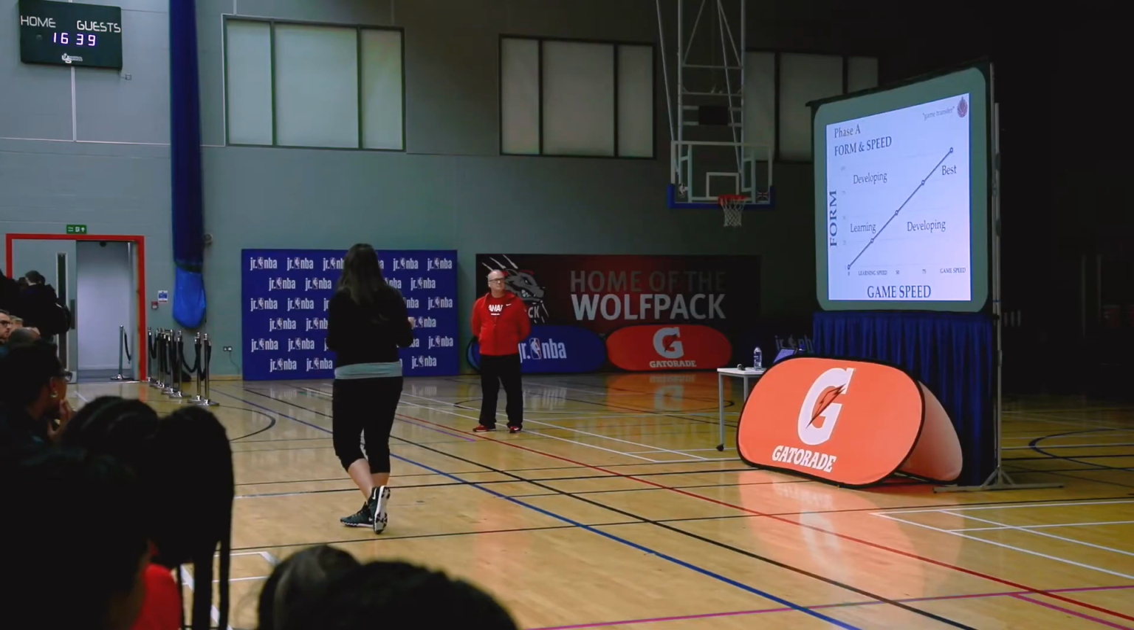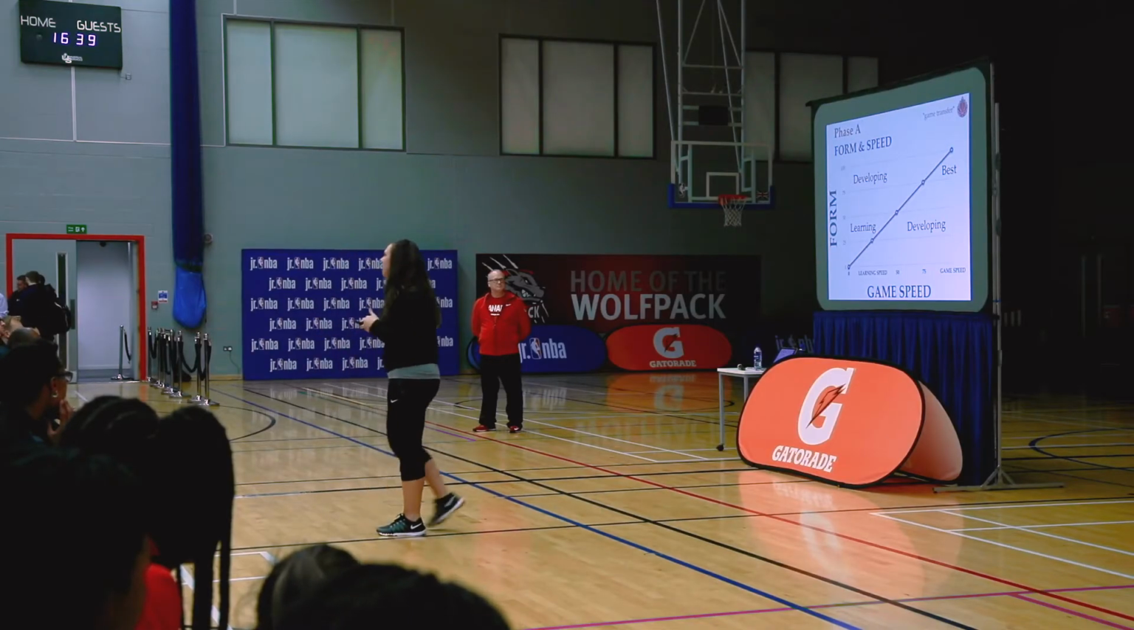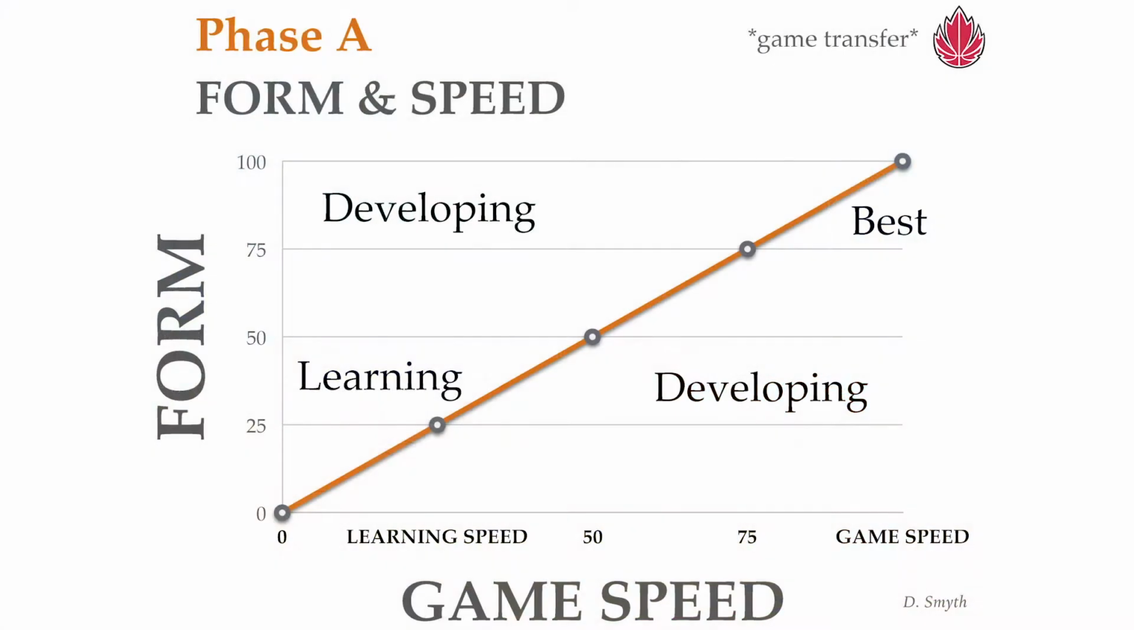So these are the areas, and after we dive into it, we'll go back to that to see how we can actually use it. So if we start with phase A, it's a bit of a graph to decipher what's going on with phase A. On the left-hand side, you can kind of see form. On the bottom, you see game speed.